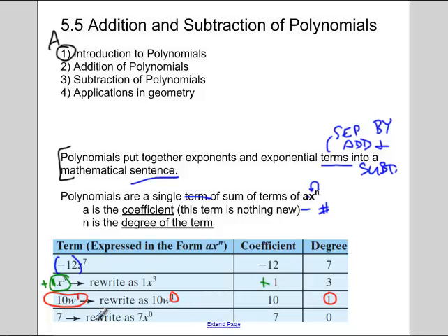Last one is 7. If we've got 7, 7 could be a term in a polynomial. So if we just see 7, we have to understand that there's something else that's not written there. We have to rewrite that as 7 times x to the 0th power. Remember, b to the 0th power is just defined as 1. Anything to the 0th power is 1, x to the 0th power is 1, so it's 7 times 1.